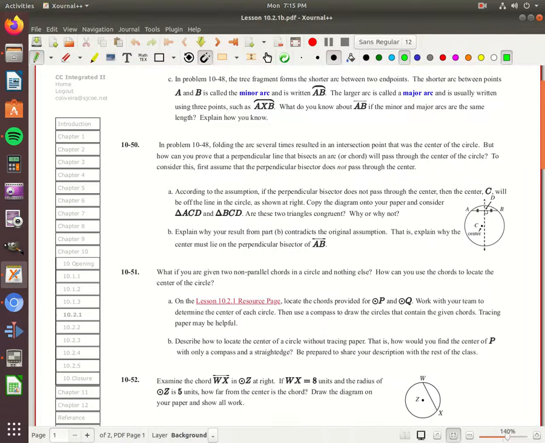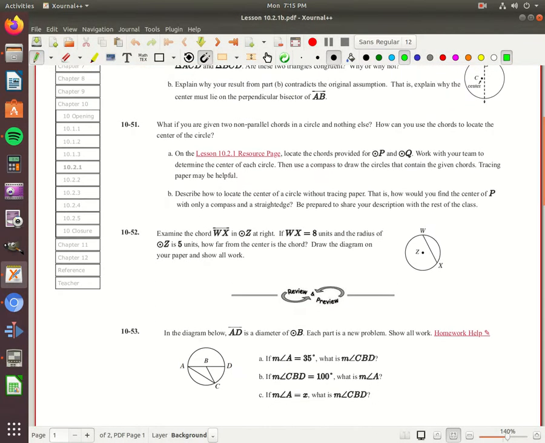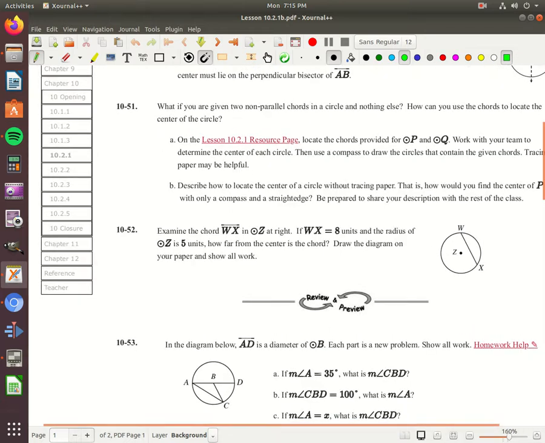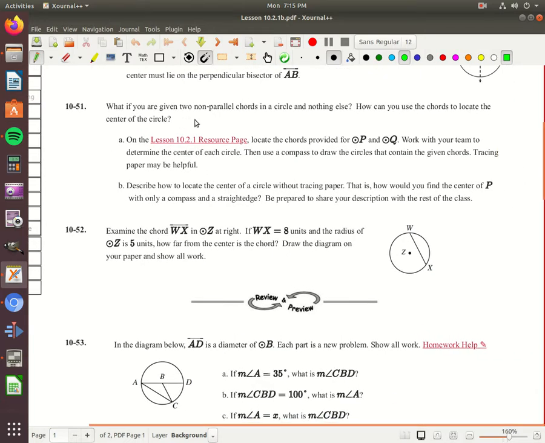Like I said, skipping 1050, going down to 1051. It says, what if you're given 2 non-parallel chords in a circle and nothing else? How can you use these chords to locate the center of a circle? Which is, again, pretty cool.